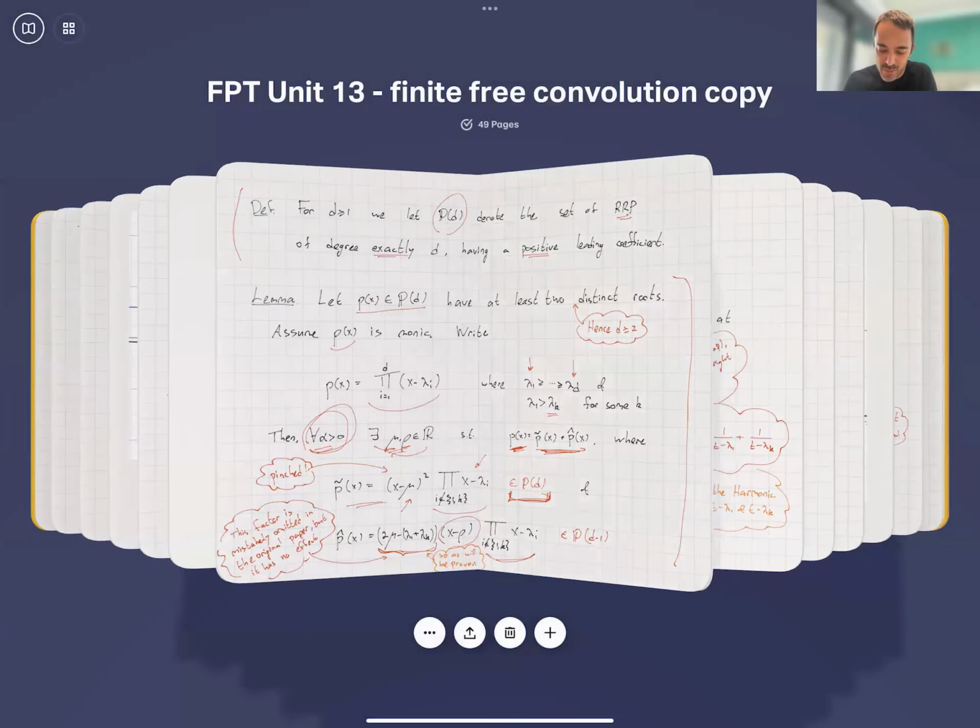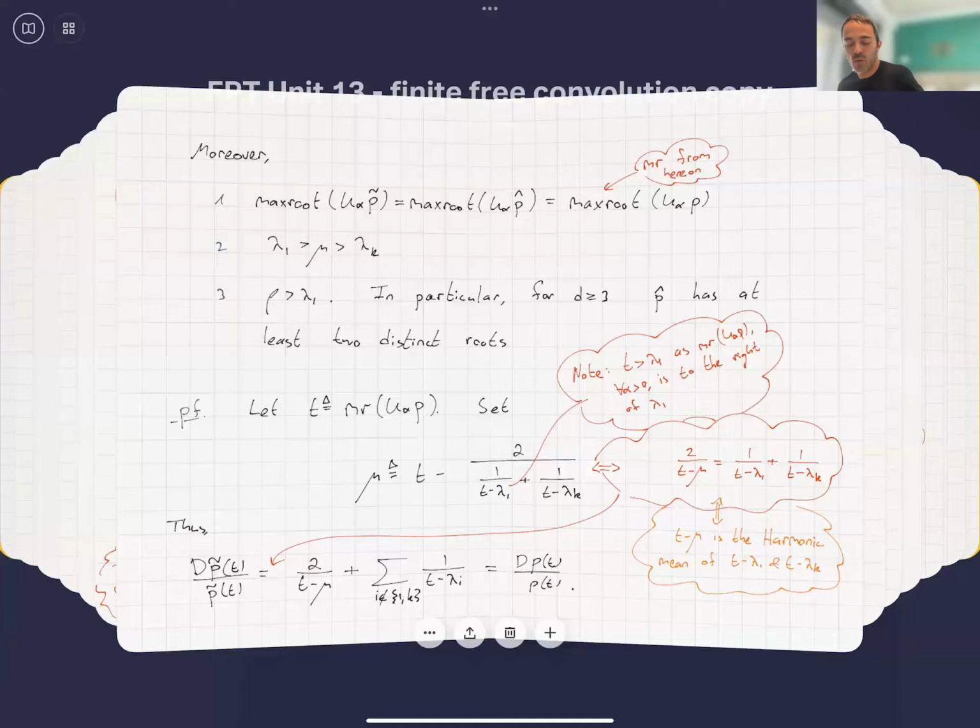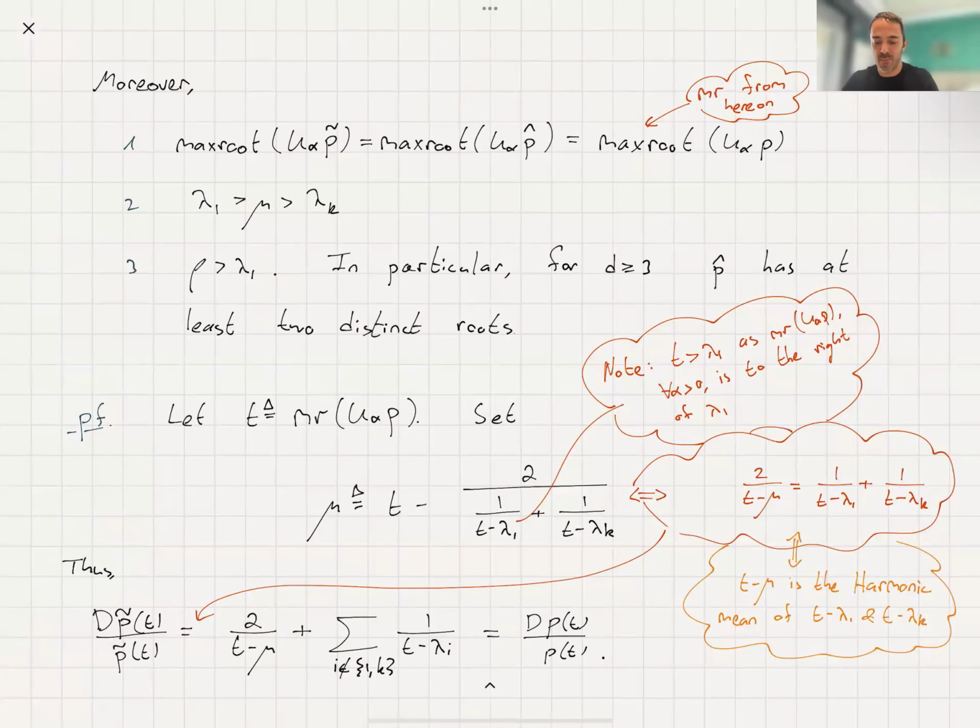We will need to know some stuff about P tilde and P hat. So first of all, the max roots. The max root of U alpha P is something that we care about, because that's related to the K transform. The max root is going to be the same for all. With the same operator U sub alpha for the alpha that you gave me, the max root of U alpha P is the same as the max root of U alpha P hat and the max root of U alpha P tilde. From here on, we are going to abbreviate this as MR when we write max root.